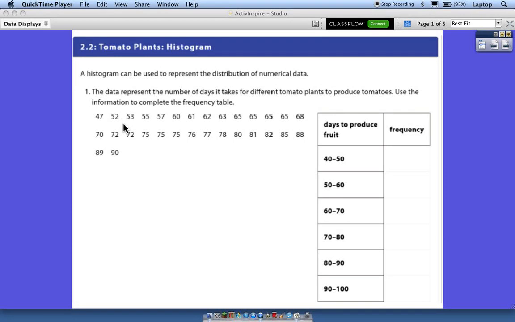Hello, this is Mr. Fisher. This is a video for Algebra 1A or Algebra 1. Both classes have talked about this topic of data displays. We are trying to make a histogram.